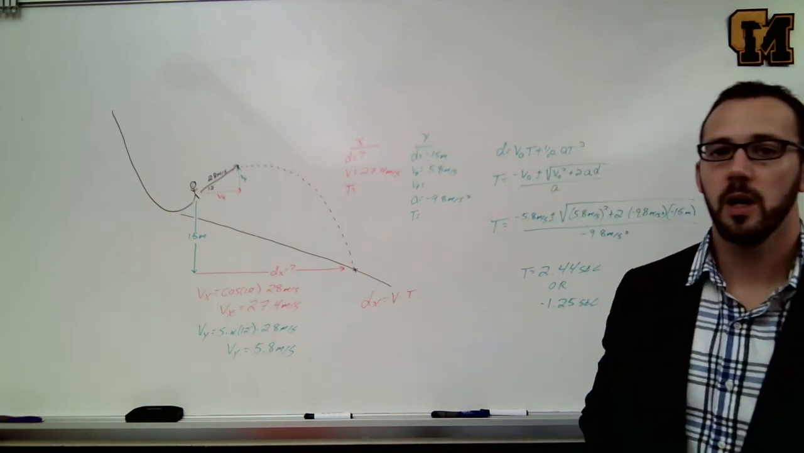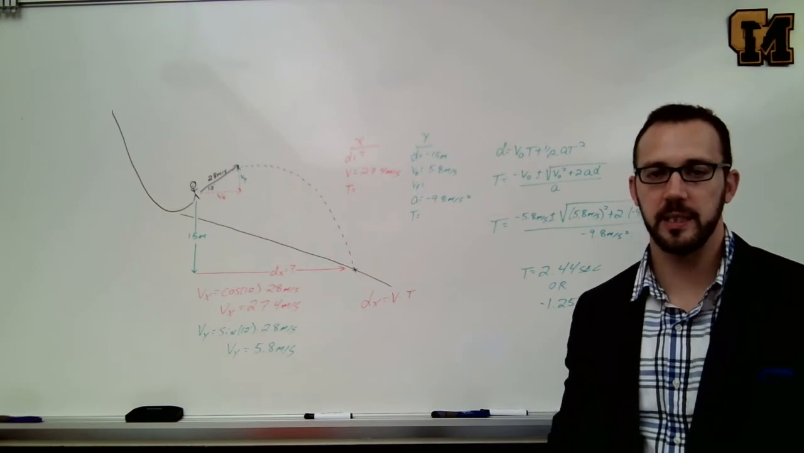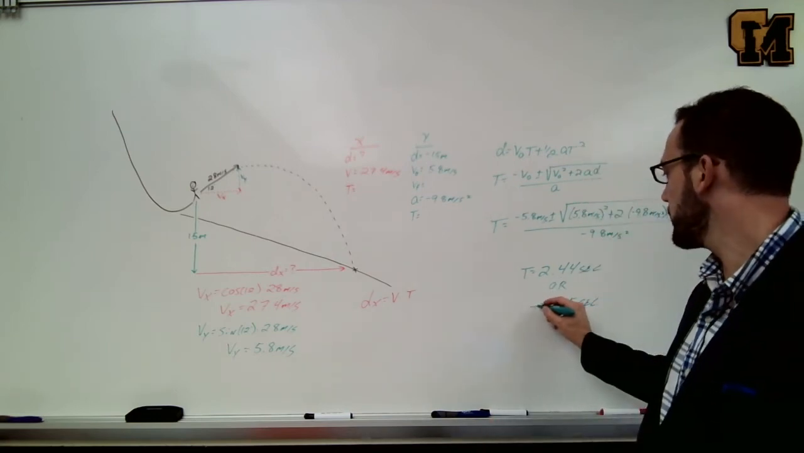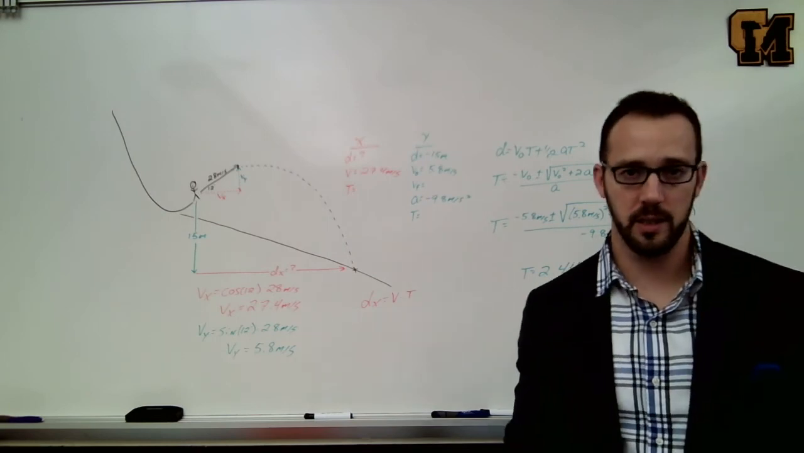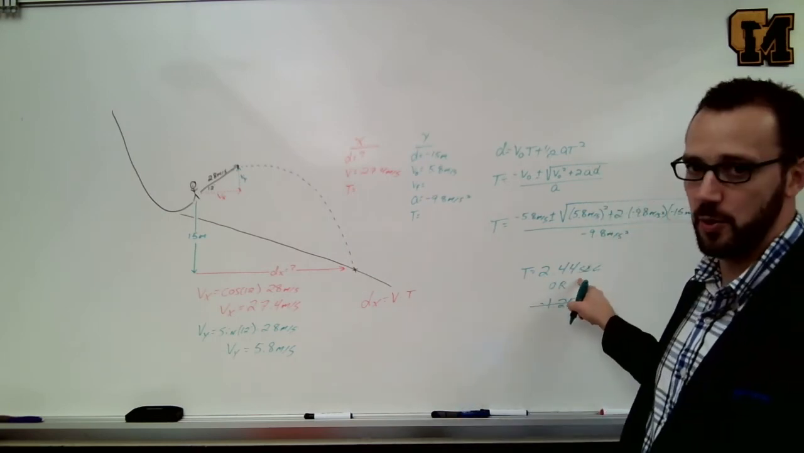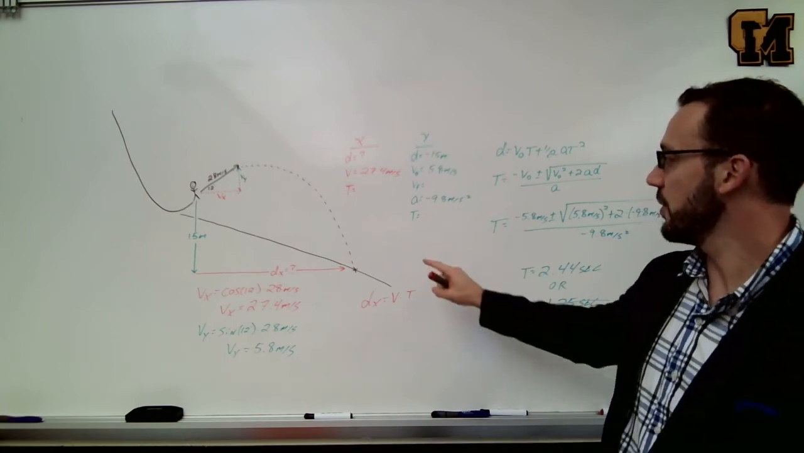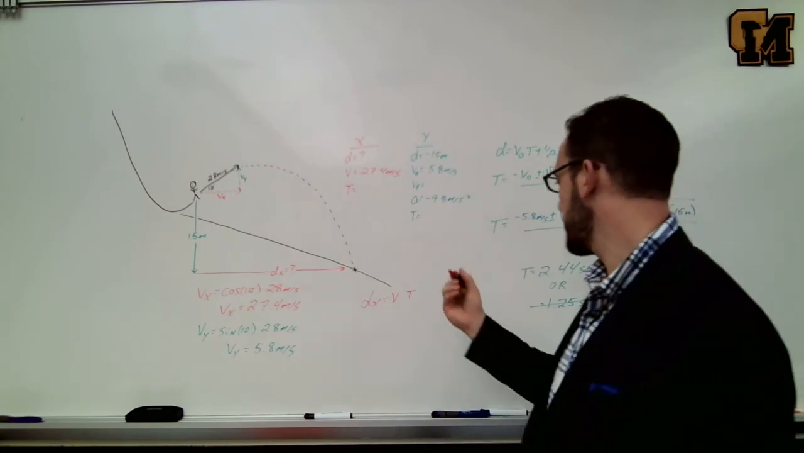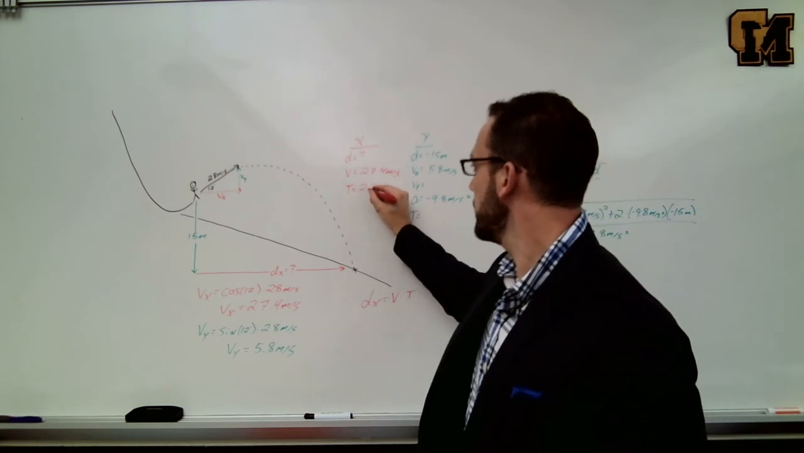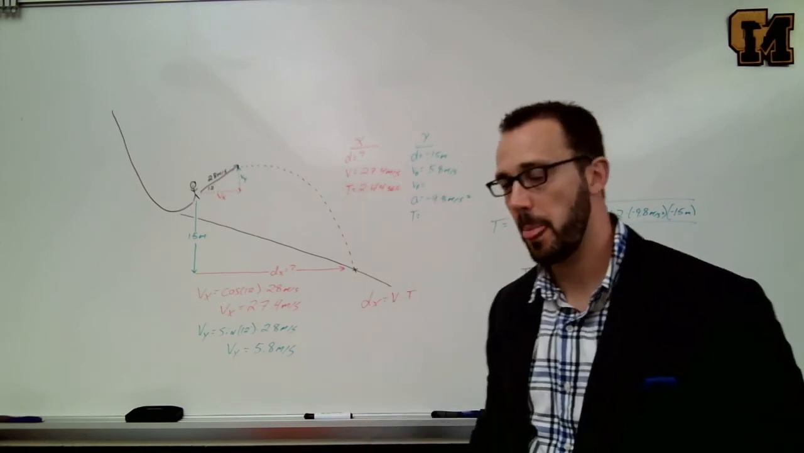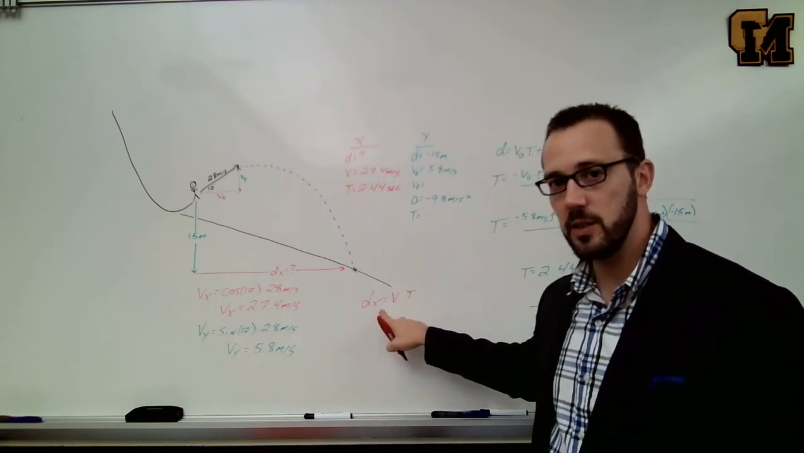We don't use negative time here in physics. It doesn't make any physical sense to use negative time. So while we solved it, we're not going to use it. We're only going to use the 2.44 because it's the only time that makes actual physical sense. So that's going to be the time here in the x direction, 2.44 seconds.